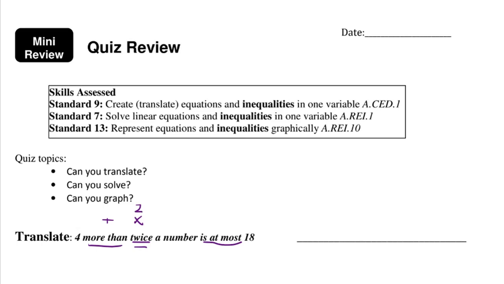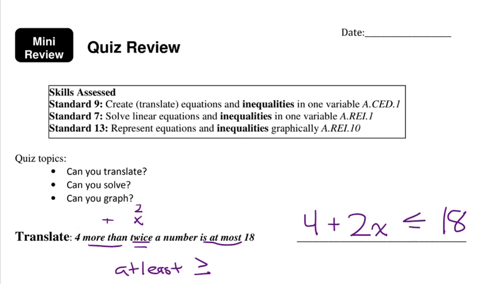So let's read it one more time. 4 more than twice a number, we're going to use the variable x, is at most 18. Okay, so now I get stuck sometimes. I have to stop and go, okay, wait, at most, at least. You have to be at least 16 to drive, which means you have to be greater than or equal to 16. So at most is the opposite of at least. So if this is the symbol for at least, then at most is going to be that.